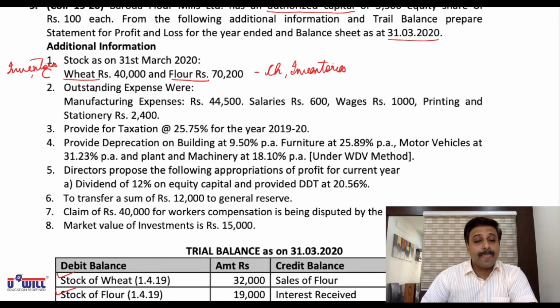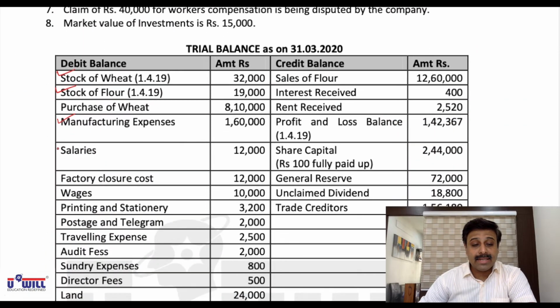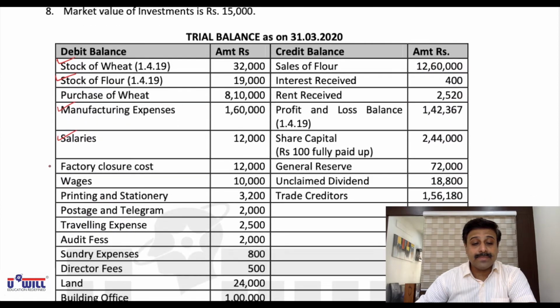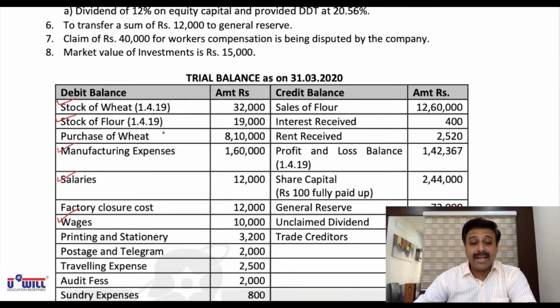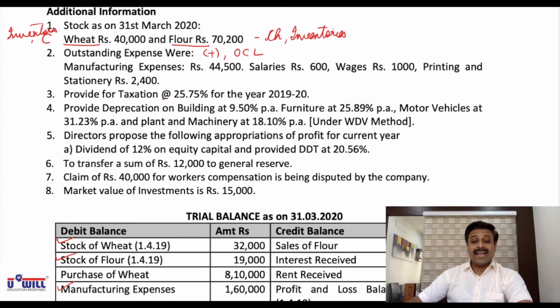Now outstanding expenses were manufacturing salary, wages, printing and stationery, so we will add in expense, and second effect we will show in other current liabilities. So put tick on manufacturing expenses, then salaries, then wages, then printing and stationery. Put tick on all these expenses. Then provide for taxation at the rate of 25.75% for the year 19-20. So one effect minus from profit before tax, and second effect short-term provisions.